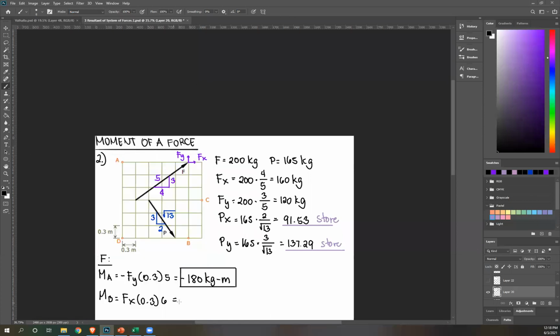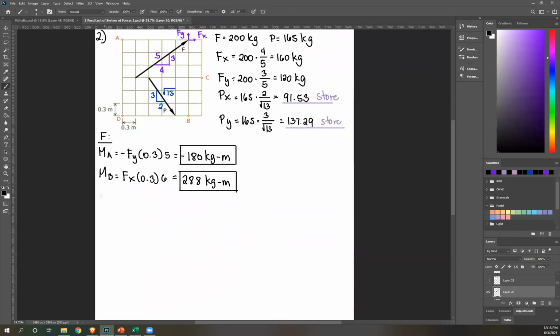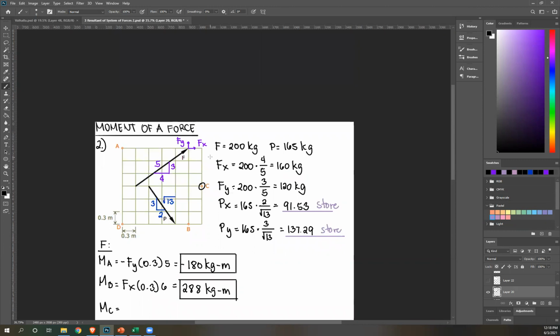It's 288. Once again, unit, kilogram meter. Next, MC. This is point C. So therefore, for one of my components to cancel out, I'll place the component here. Okay? Remember, when drawing your components, it should be consistent with the actual direction of your force. So this is Fx, this is Fy.